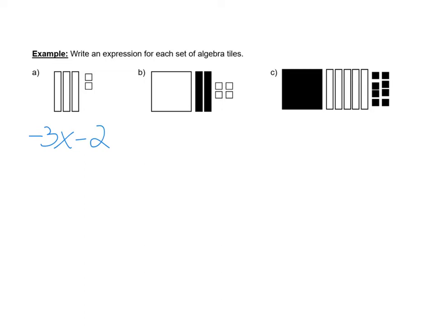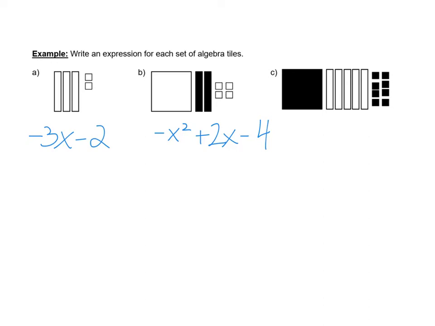What about B? B, you should notice that we have 4 negative unit tiles, 2 positive x tiles, 1 negative x square tile. We're going to put the x square first, always. It's a negative x squared, so we write it in. Negative x squared plus, for the positive, 2x minus 4. That's B. Let's do C.